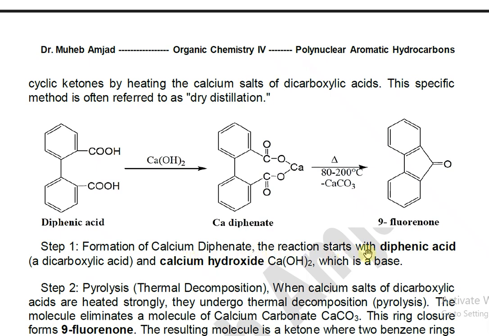So the first step, as explained here, is formation of the calcium diphenate. The reaction starts with diphenic acid, a dicarboxylic acid, and calcium hydroxide. This is the calcium hydroxide. It reacts as a base. We said before that it removes a proton.